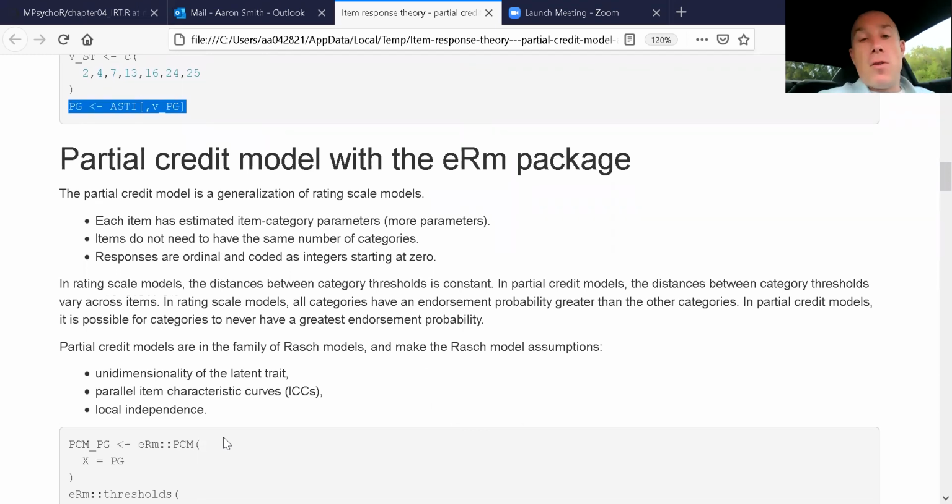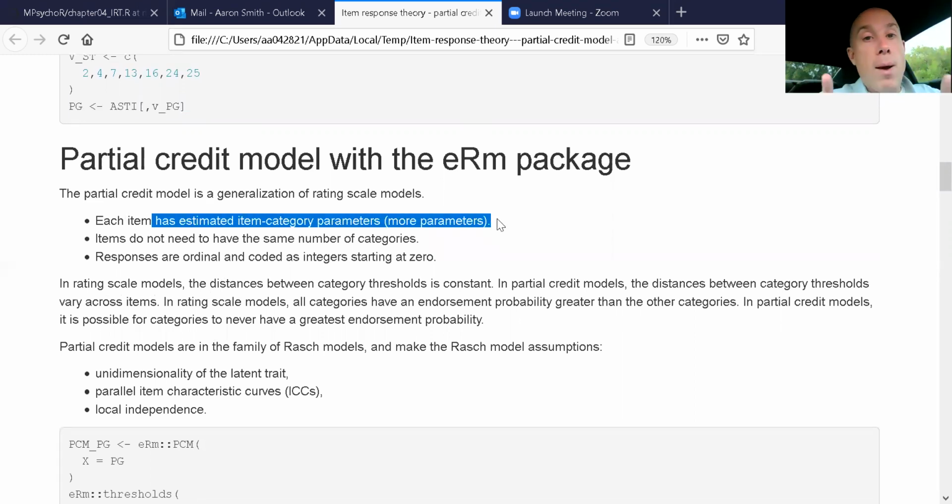Now, there are other packages that will do this, but this is a very nice way, and it connects very well with the other videos that we have. The partial credit model is a generalization of the rating scale model. Each item has estimated item category parameters. There are more parameters on this one because there's more flexibility.